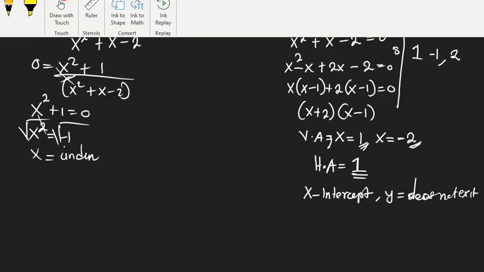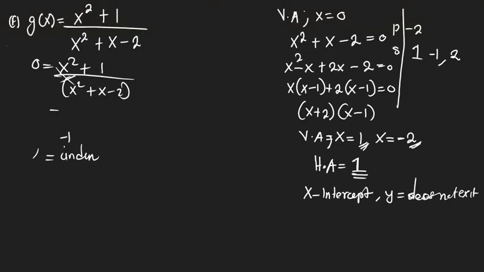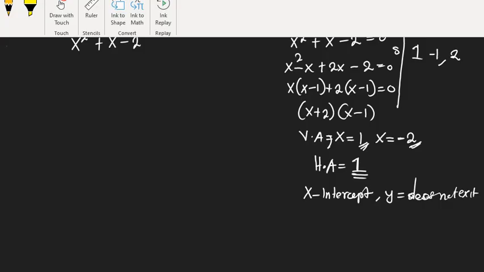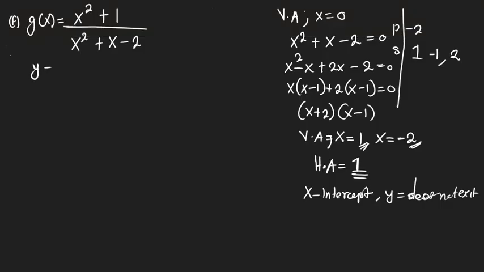How about the y-intercept? For the y-intercept, you find it when x is equal to 0. So if you put 0 there, you're going to have a 1 on top, and 0 here, you're going to have negative 2. And your y-intercept becomes negative 1 over 2. So the y-intercept is negative 1 over 2. We can plot this graph.